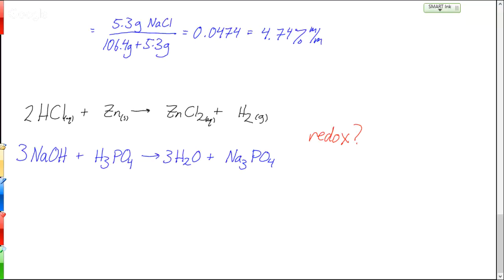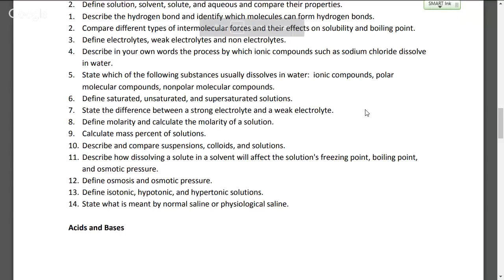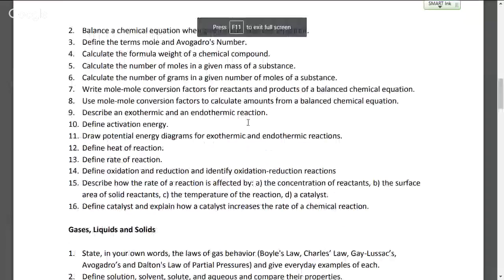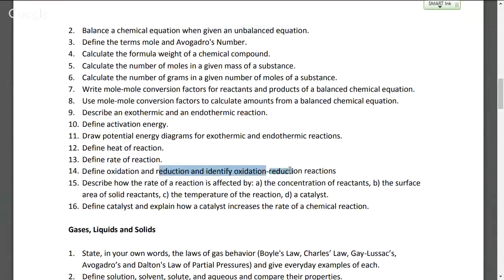Yeah, question. Does that help? Yeah. So you said we don't need to know which part is the oxidation and which part is the reduction? Right. I can confirm that on the things, but I believe that is true. So you should know what oxidation and reduction are. Identify oxidation reduction reactions. So you don't have to figure out which ones are oxidation and which ones are reduction.